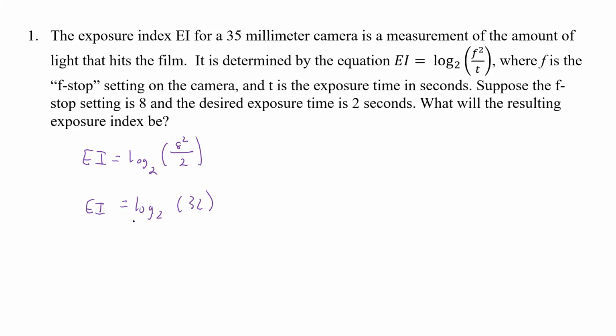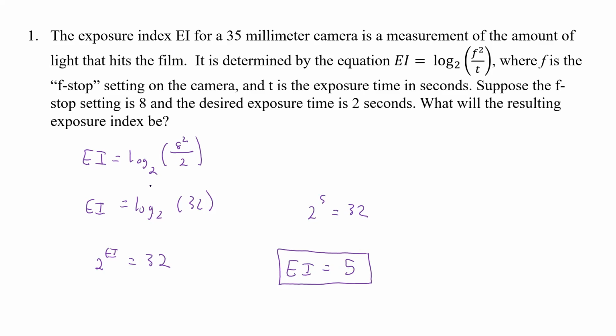So now what can we do? Well, we can say 2 to the EI, so we could probably change it to y, but we'll just leave it EI, is equal to 32. So now we have to think, what do we have to raise 2 to get 32? Well, if we remember back to one of the earlier videos, 2 to the 5th is equal to 32. So therefore, EI is equal to 5. And so that's going to be our exposure index if we want that f-stop of 8 and exposure time of 2 seconds.